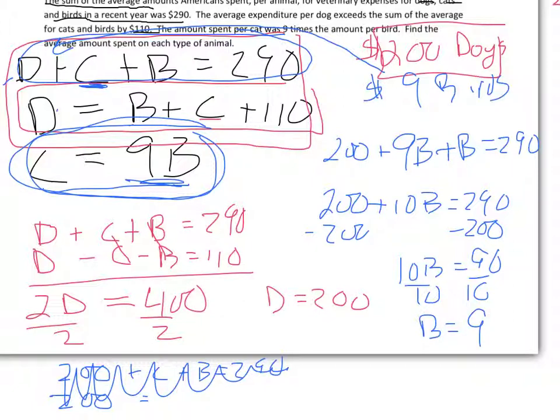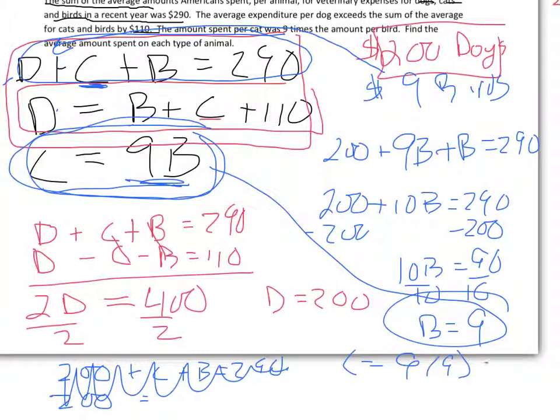Now to solve for cats, we can just plug this into the equation C equals 9B. 9 times 9 is 81. So $81 for cats, and that is the solution to that problem. Alright, see you next time.